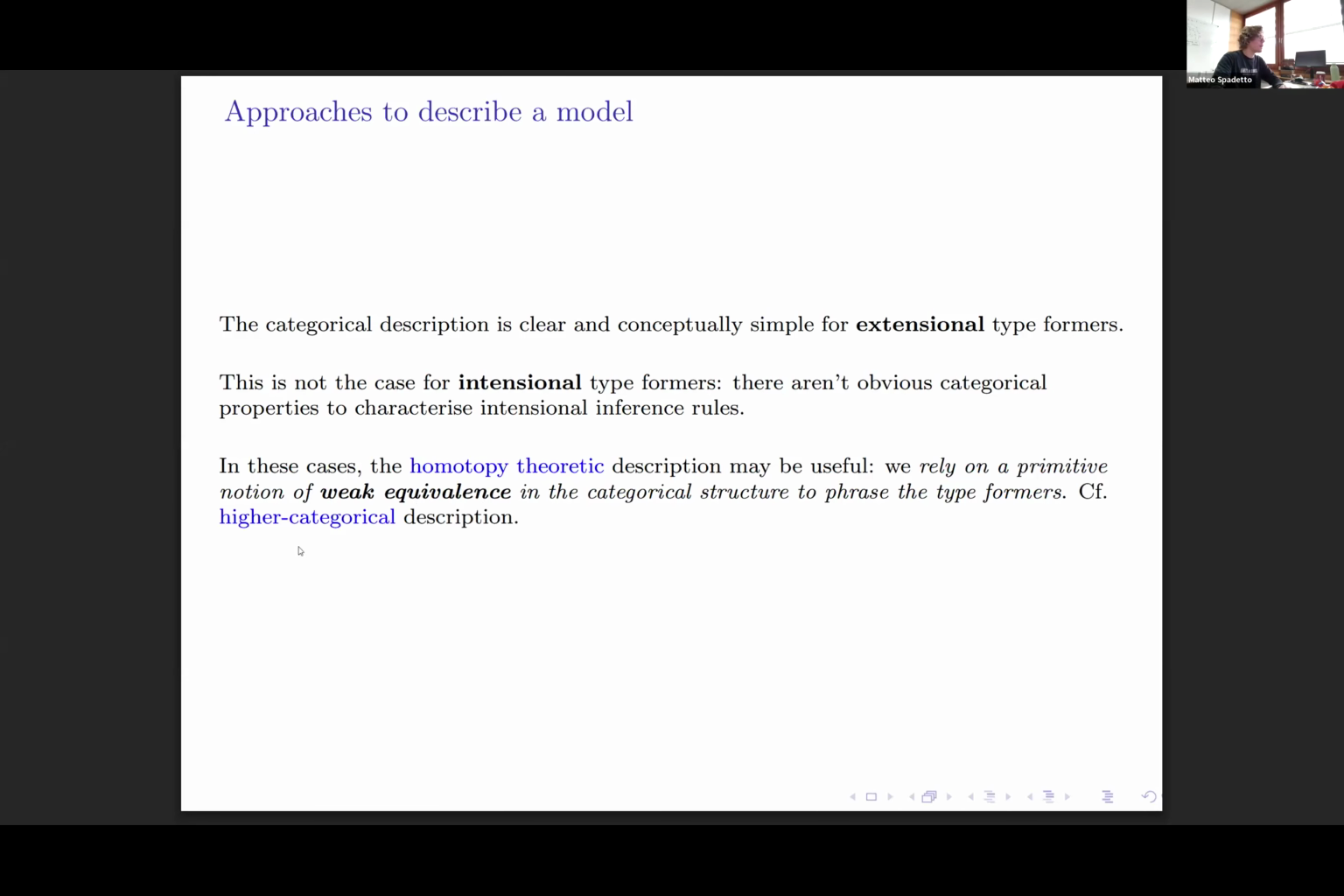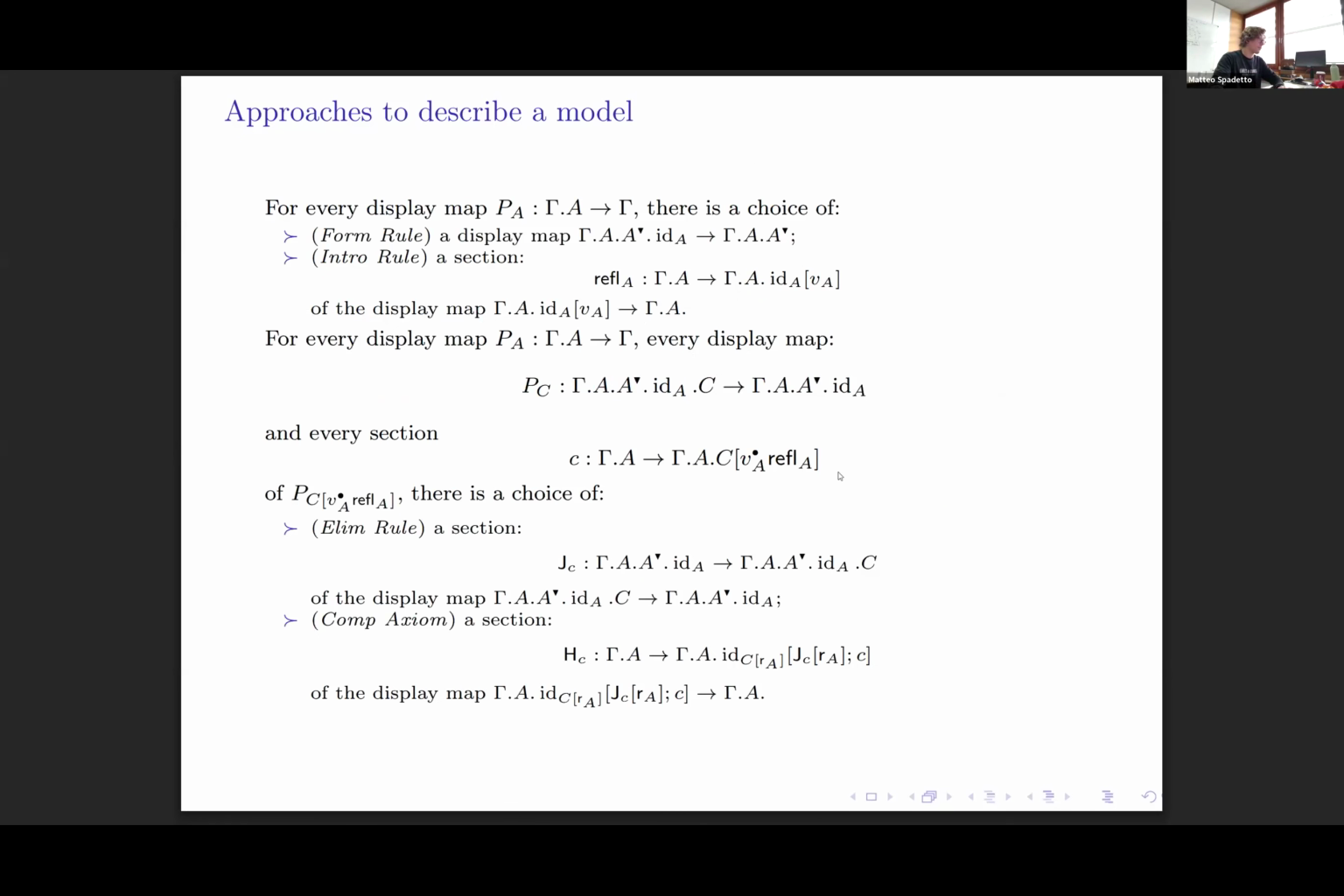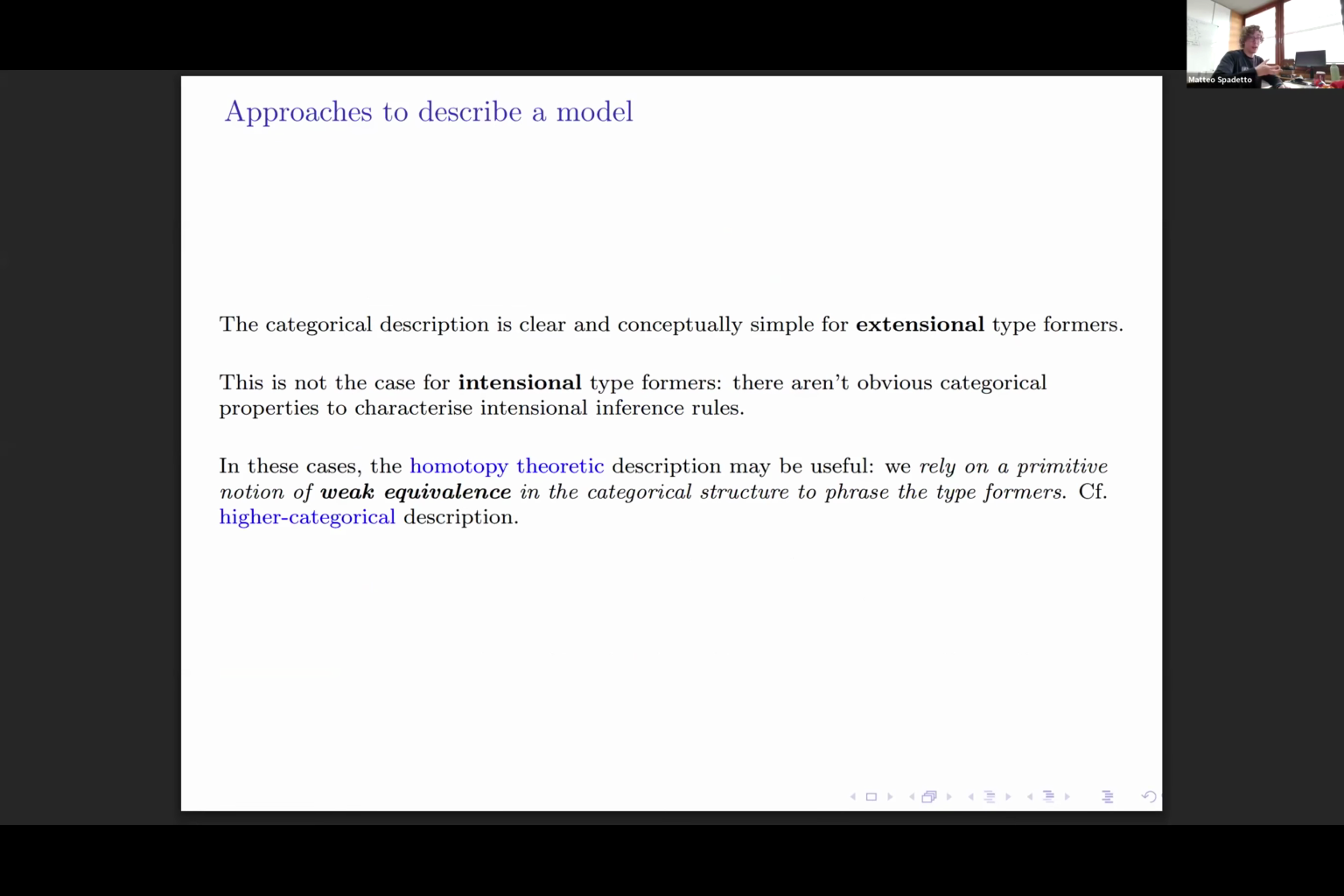And this is also related to the higher-categorical description of a model, where the idea is similar to the homotopy-theoretic description and to the categorical description. The idea is always the same: we don't want this. We would like instead a more categorical, more synthetic description to capture our models. But in the higher categorical description, instead of using a primitive notion of weak equivalence in your structure, you just work with a higher-dimensional notion of a display map category, because also in that case, more conditions become available to characterize weak forms, so intensional forms, of type formers.